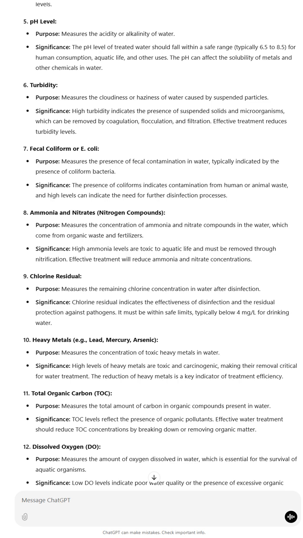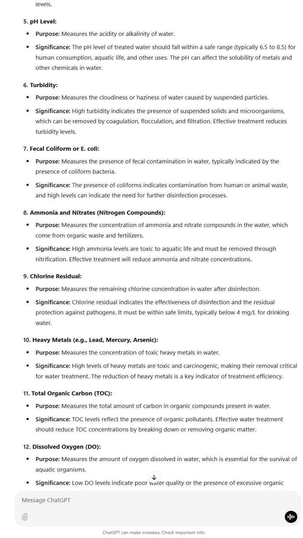7. Fecal coliform or E. coli. Purpose: measures the presence of fecal contamination in water, typically indicated by the presence of coliform bacteria. Significance: the presence of coliforms indicates contamination from human or animal waste, and high levels can indicate the need for further disinfection processes.